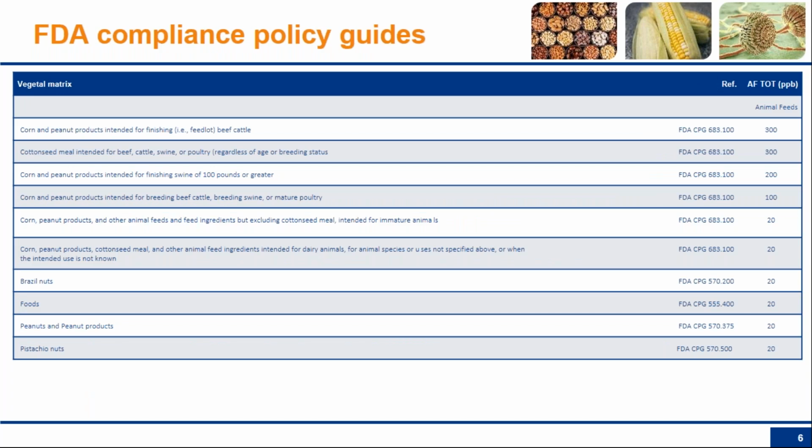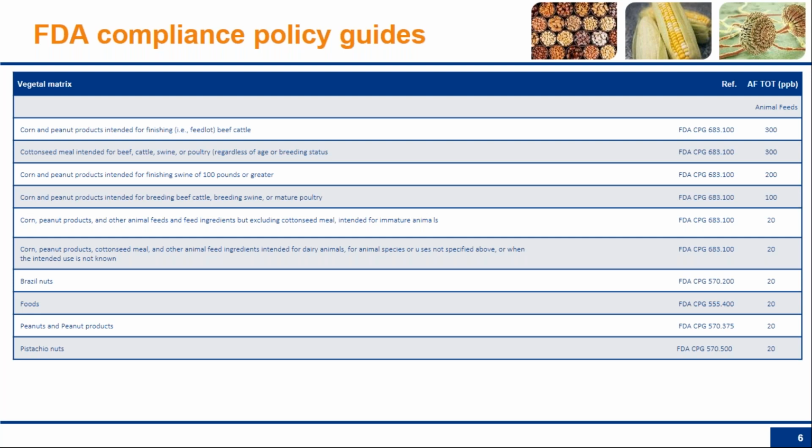If we have a look at the FDA compliance policy guide, we see a shorter list of products and the differentiation in terms of type of products. Higher levels are admitted rather than the European Union, and these limits are always expressed in terms of total aflatoxins. So outside the European Union, it is considered that total aflatoxins together, despite their natural occurrence and natural proportion, must stay below a certain level.